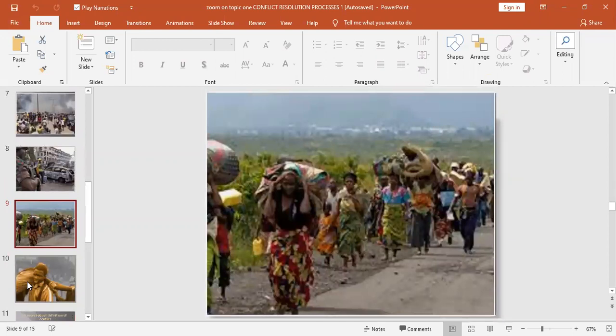In this third photo, you see a lot of people carrying their life's worth on their heads, running for their lives. They don't know the next thing that will happen to them. So the best thing is to flee the conflict situation. This is another example of the consequences of conflict. It gives rise to what we call internally displaced persons. So these people are running for their lives.